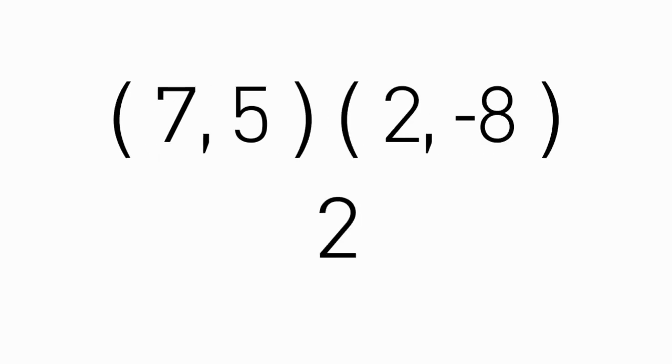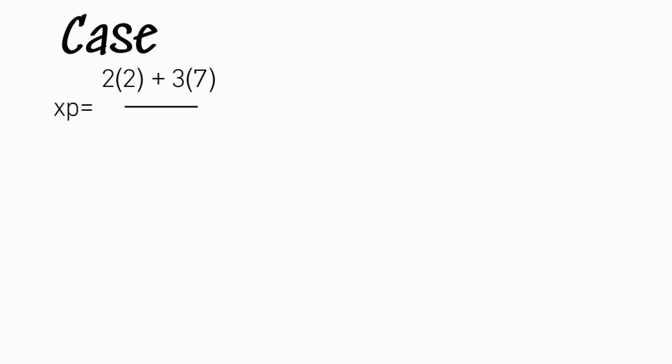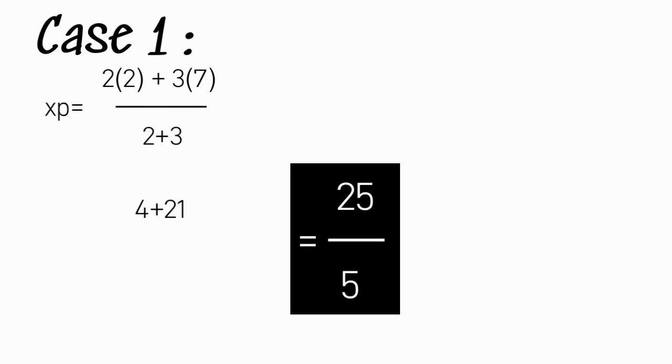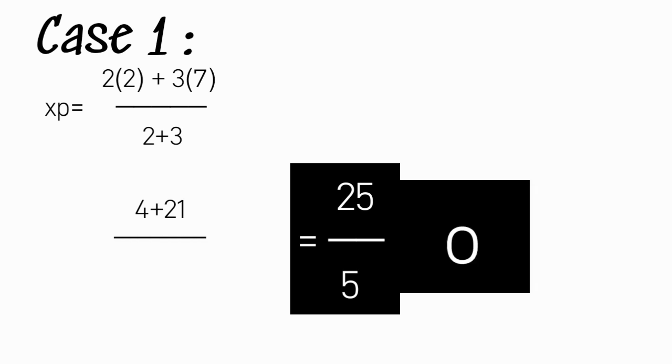Example, the givens are 7, 5, and 2, negative 8 with the ratio of 2 is to 3. For case 1, x sub p is equal to 2 times 2 plus 3 times 7 over 2 plus 3 is equal to 4 plus 21 over 5. The answer is 25 over 5. 25 divided by 5 is equal to 5. x sub p is equal to 5.